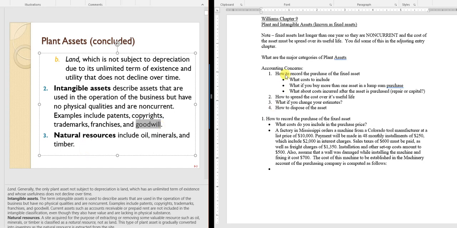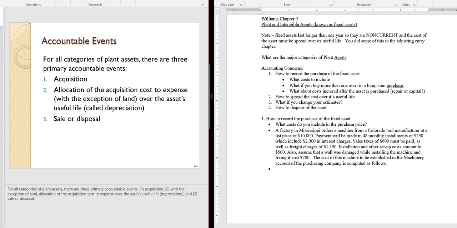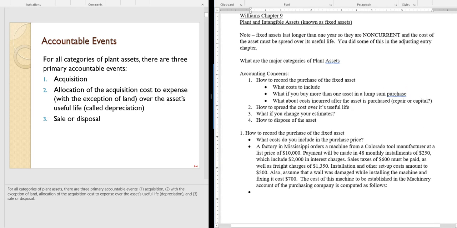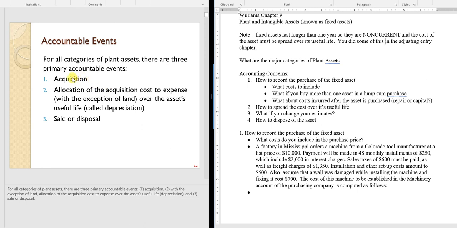The third category is plant assets or fixed assets, or natural resources. They would include oil, minerals, timber, those types of things that are part of the environment. Okay, so I've kind of expanded this over here. These are our concerns that we're going to go through in this chapter, and make sure you understand that. But basically, I'm going to simplify this over here.